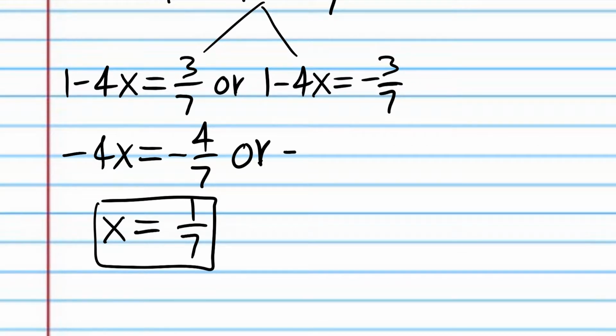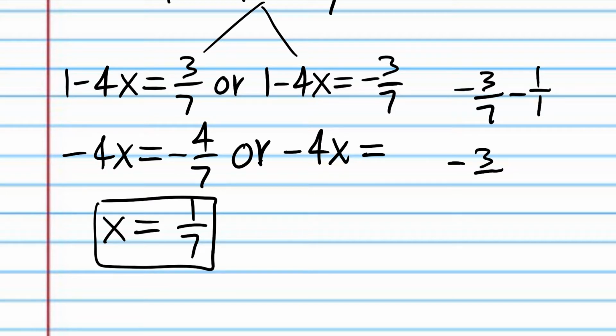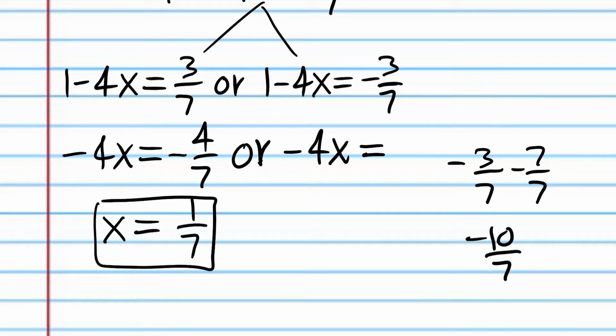All right, so we're going to subtract 1 from both sides, and now we have negative 3/7 minus 1. Again, the 1 you can just write as 1 over 1. Multiply both sides of this by 7, and you get 7 over 7, and then you just get negative 10 over 7. So that's negative 10 over 7.